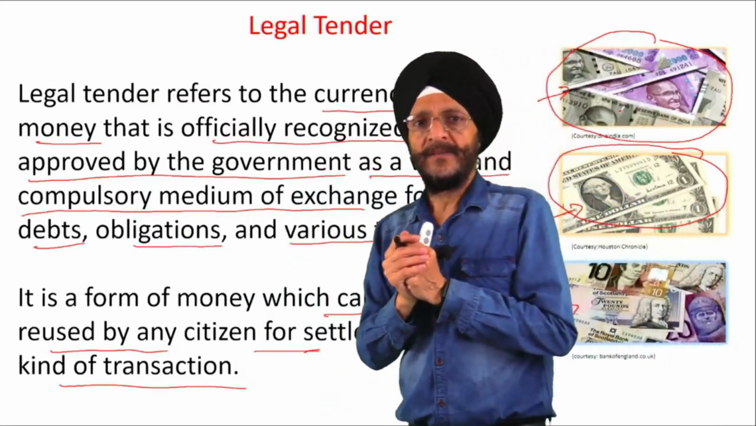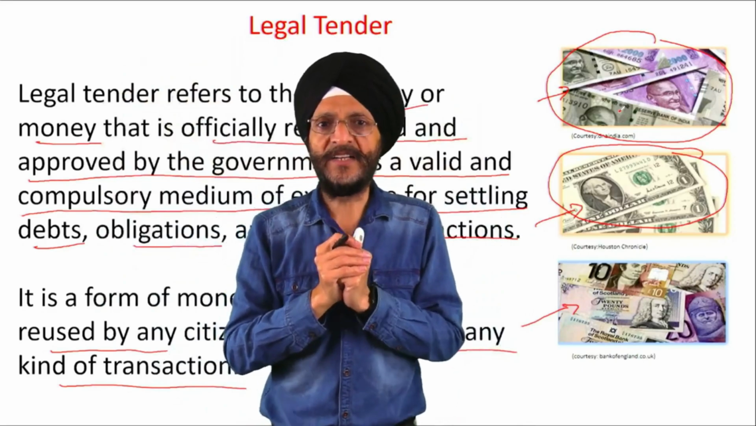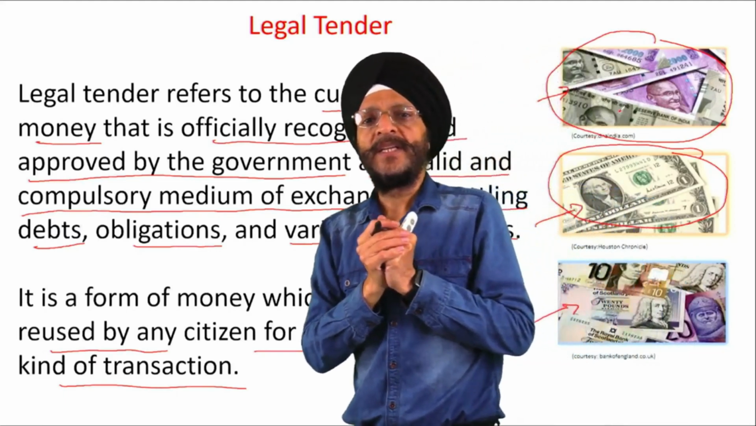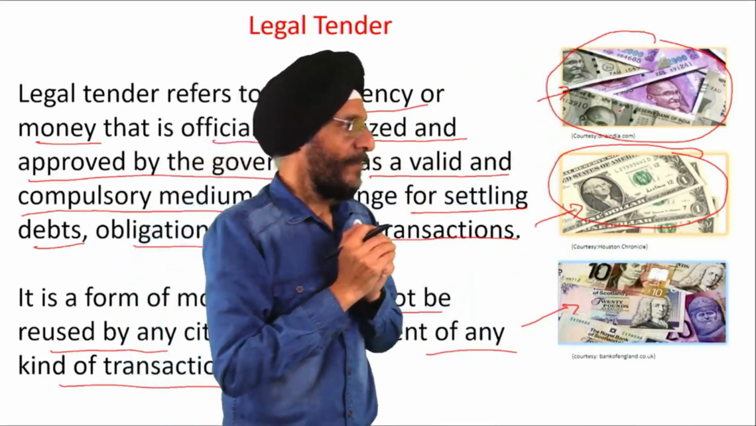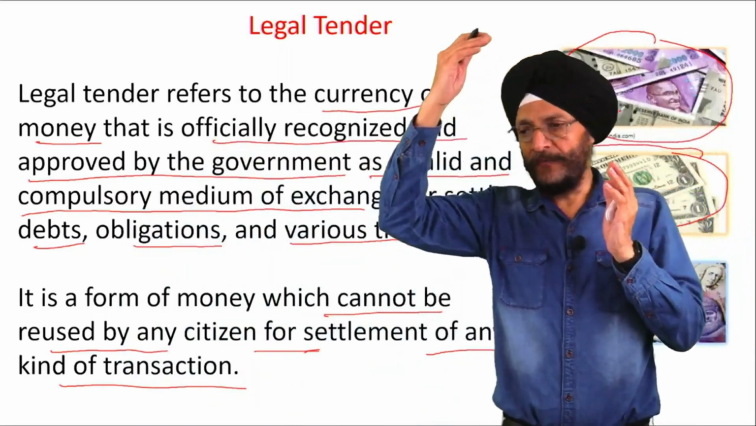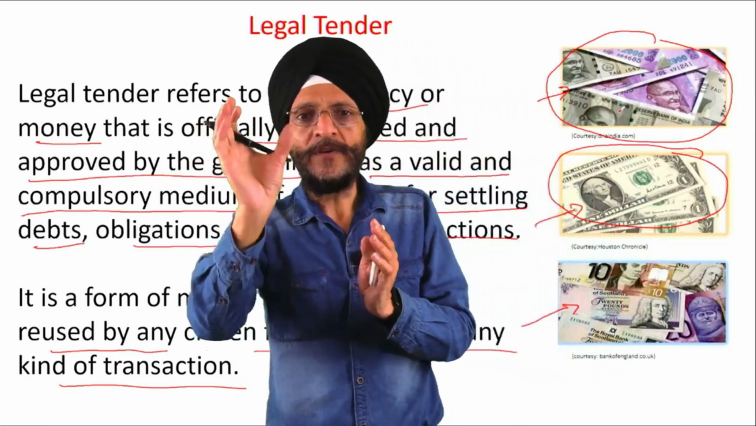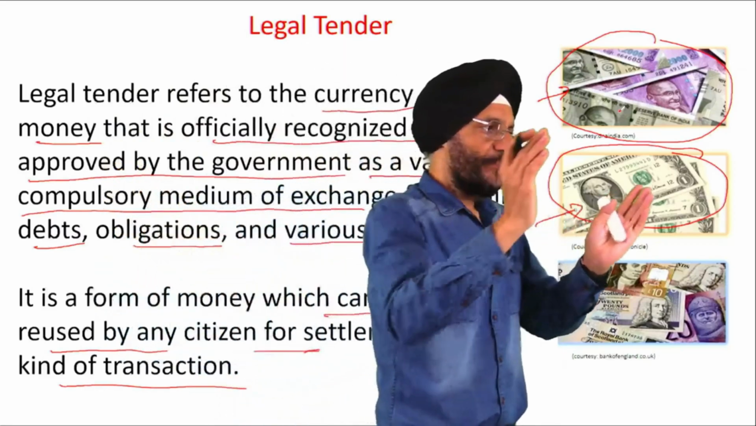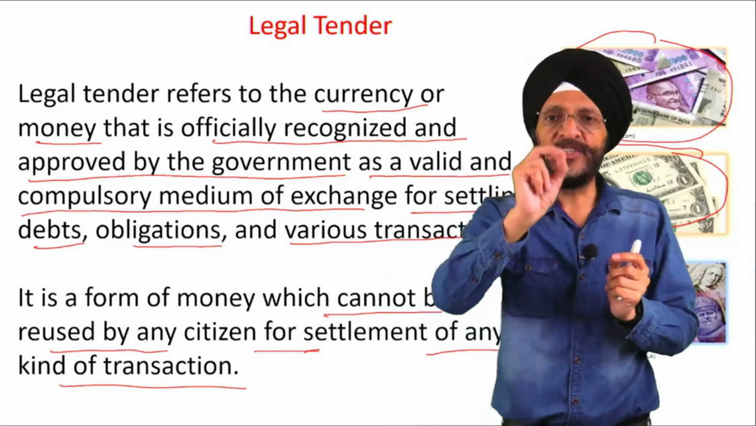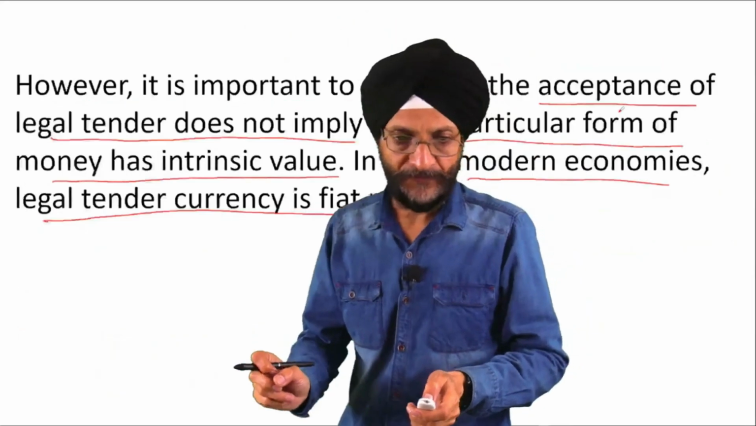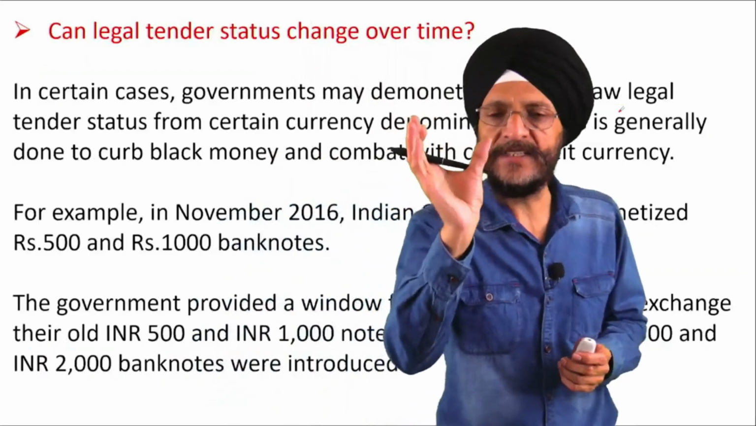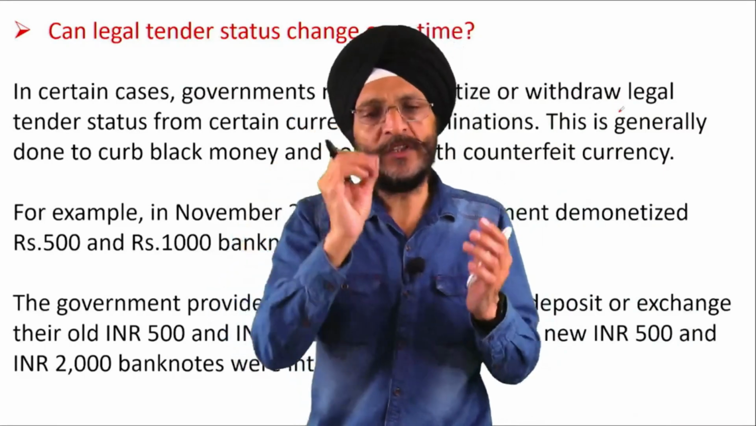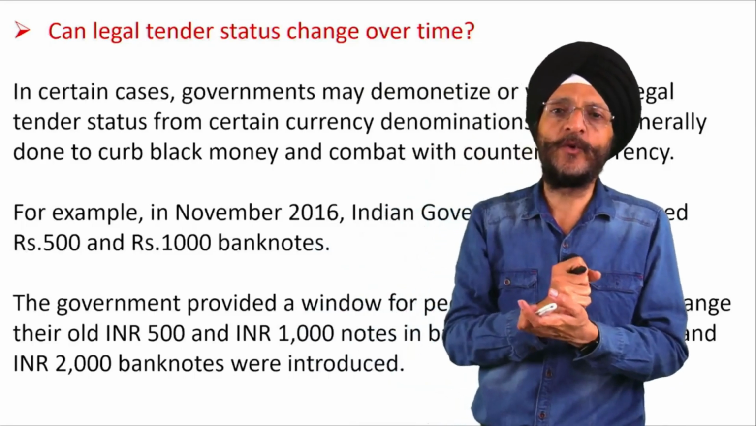If the government in a particular country decides that from a particular date a particular currency note will not remain as legal tender, that is, from a particular date that type of currency note will not remain valid for the purpose of transactions, then that particular currency note will have zero value from that date. Because any currency note has its value in the market only because the government has declared that it carries a certain value. The government or the central bank has printed on each currency note its value.